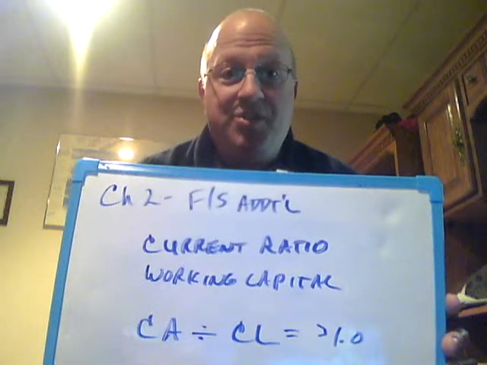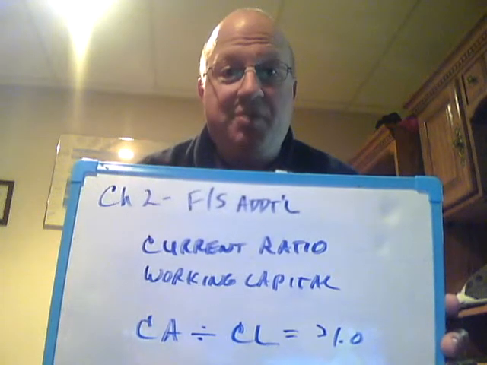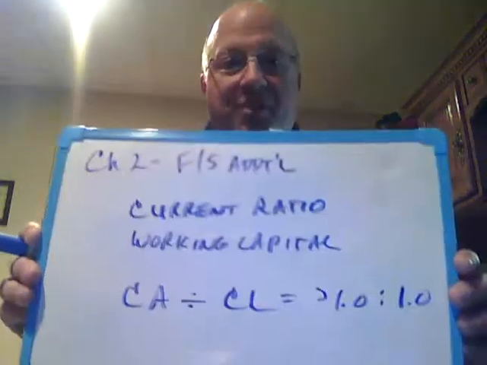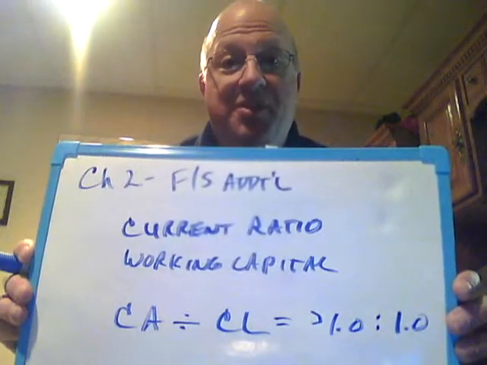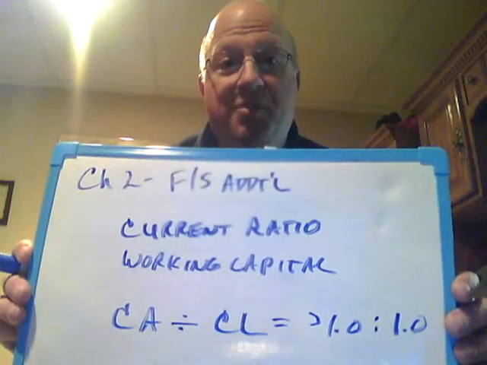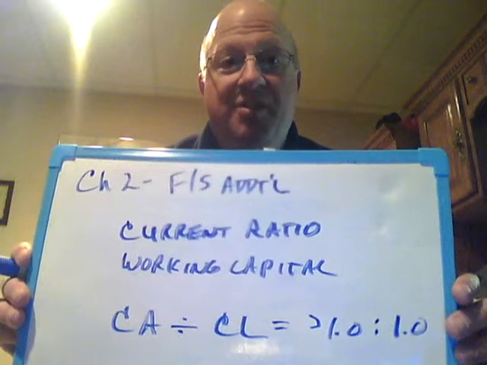And you're hoping that this ratio is greater than 1.0, and I should say, in terms of a true ratio, greater than 1.0 to 1.0. So in other words, you want your current assets to be greater than current liabilities, in which case the current ratio will be greater than a 1-to-1 ratio.